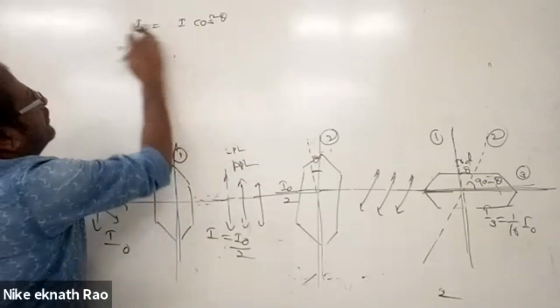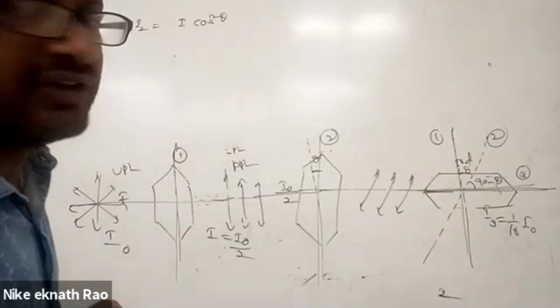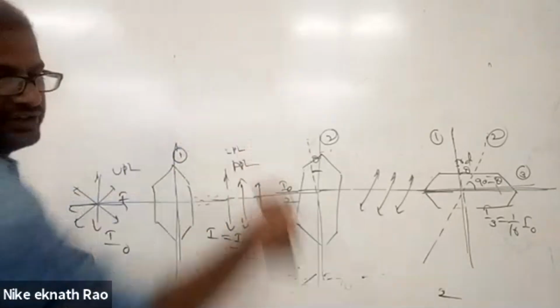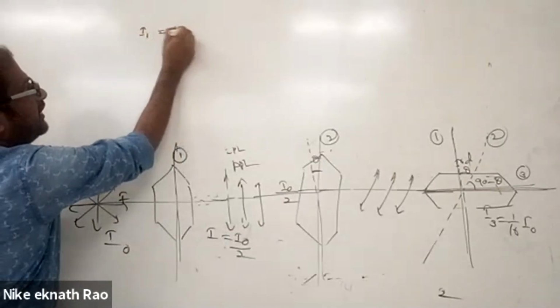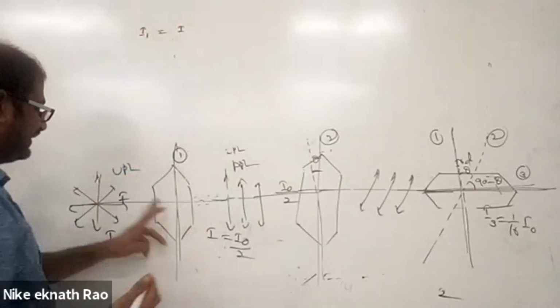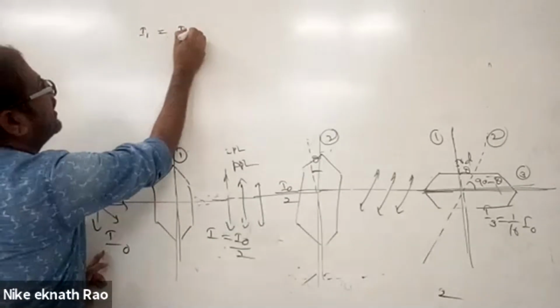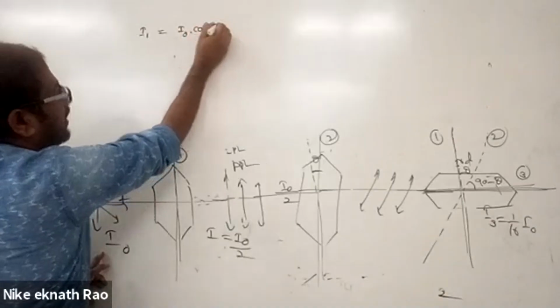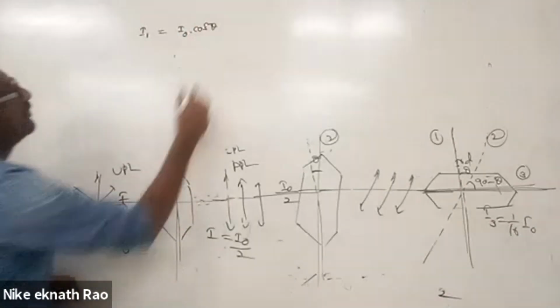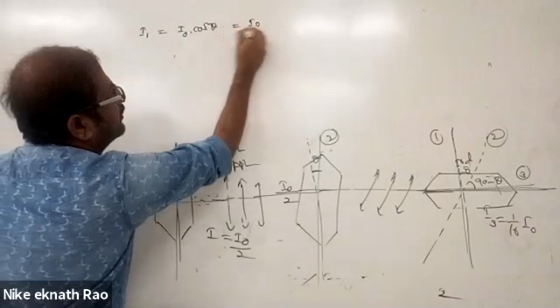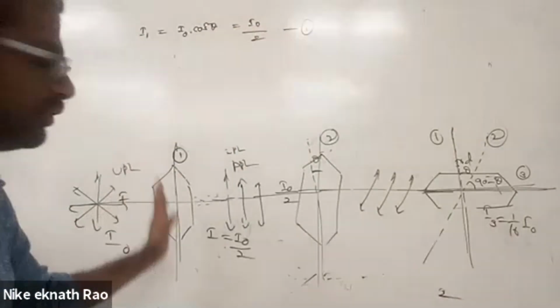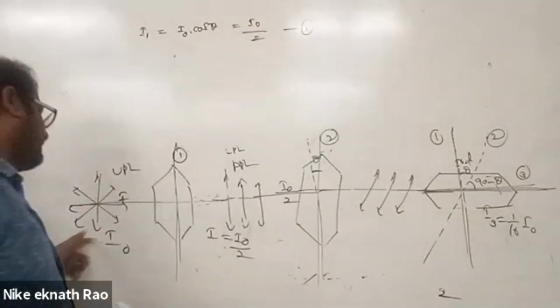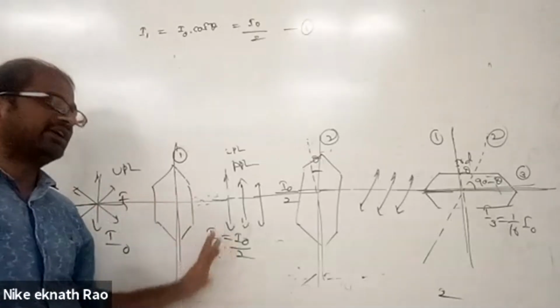See, do one thing. You write intensity of light coming from each polaroid. Then you understand. Intensity of light coming after first polaroid is I naught cos square theta, where I naught is incident. But all ordinary light now, so this will be equal to I naught by 2. After passing through first polarizer, all possible direction vibrations are there. Immediately it becomes I naught by 2.